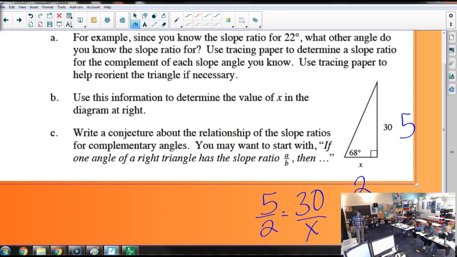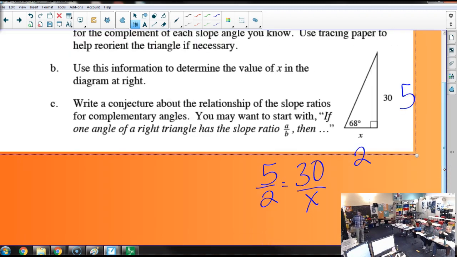30 over x. 30 over x. That would be, multiply by 6. 12. X is 12.